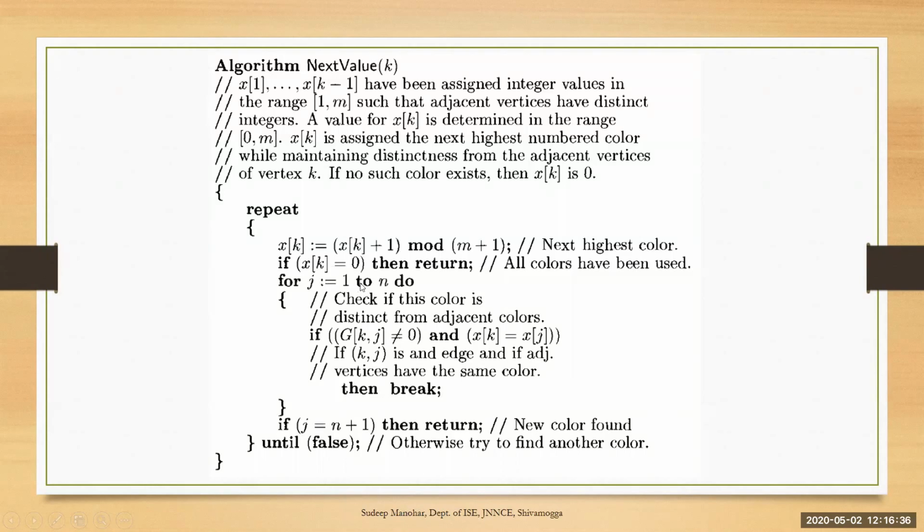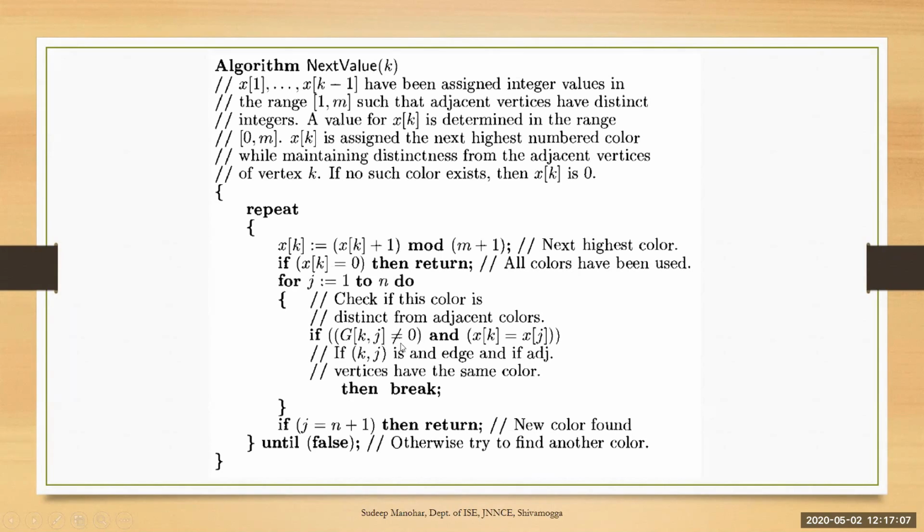Now you have to check if there is any adjacent vertex with the same color. For that purpose, j from 1 to n. You have to start from the first vertex till the nth vertex, so starting from 1 to 4 in our example. You have to check g of k comma j. What is k? k is 1. What is j? j takes different values from 1 to 4: 1 comma 1, 1 comma 2, 1 comma 3, 1 comma 4.